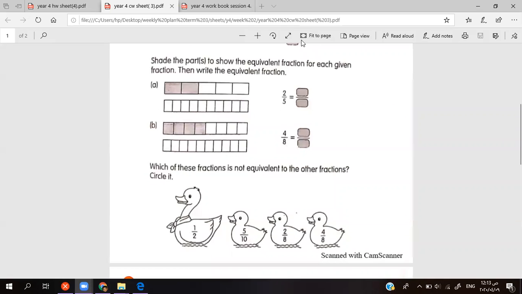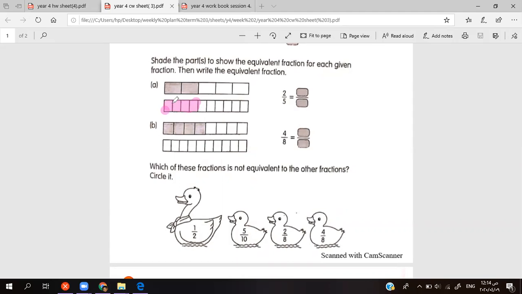Here he's saying, second, shade the parts to show the equivalent fraction for each given fraction. Then write the equivalent fraction. Down, I will shade the same as up. It's shaded till here. Okay, like that I shaded down as up, right?